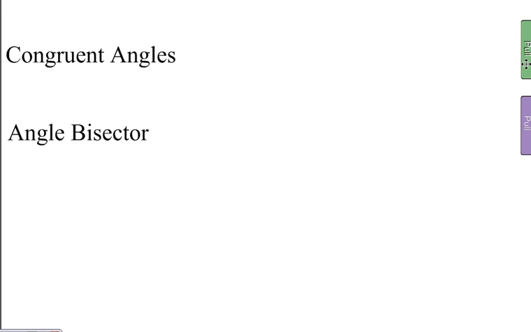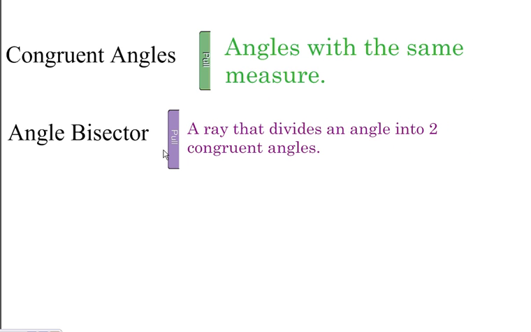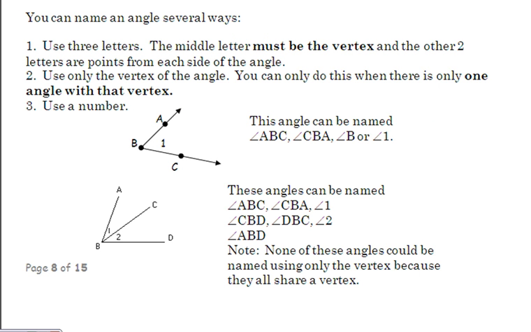Just like we had congruent segments, we've got congruent angles, which are angles with the same measure. And just like we had a midpoint, which divided our segment into two congruent parts, we have an angle bisector, which is a ray that divides an angle into two congruent angles. So it's not just that it divides the angle, it's that it divides it into two congruent parts.